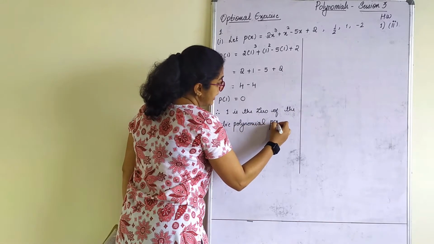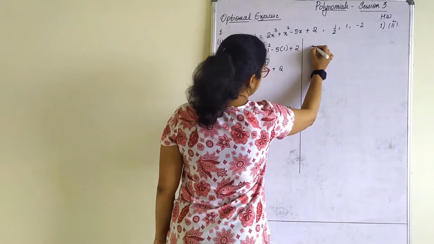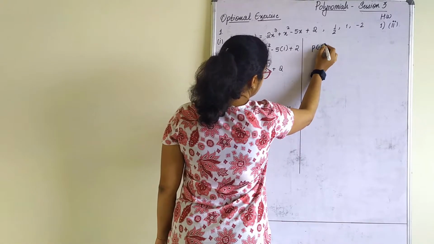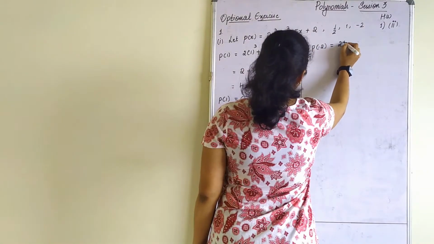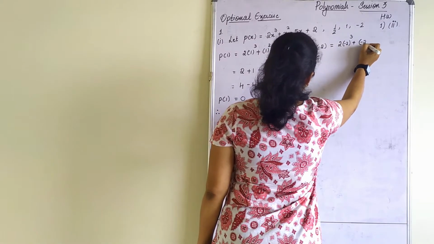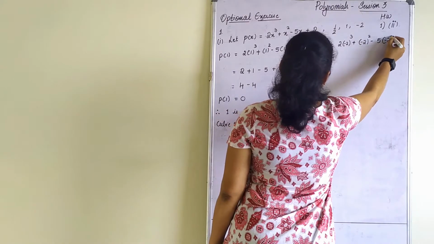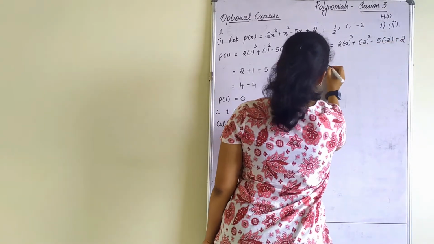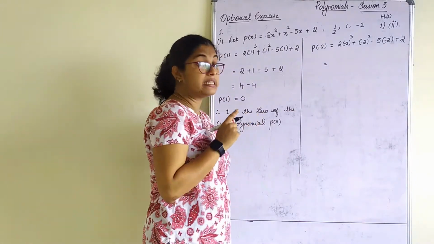Cubic polynomial p of x. Last one, which is minus 2, let us substitute. I will be doing it here. P of minus 2 is equal to 2 into minus 2 whole cube plus minus 2 whole square minus 5 into minus 2 plus 2. Negative number raised to odd power, answer is negative.